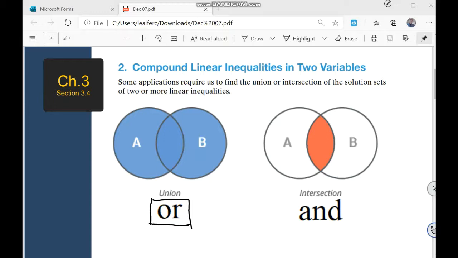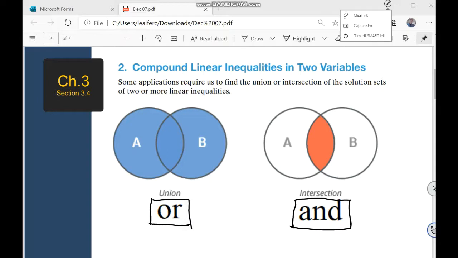The next thing, intersection. Remember from the past, what is intersection? If you have set A and set B, the intersection is the set that is common to both A and B. And this is represented in the diagram by the red area, the area common to A and B. The word that we use for intersection in math is the word and. So when you read the question and you see the word and, usually it's going to mean intersection.